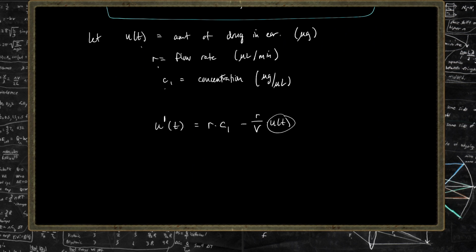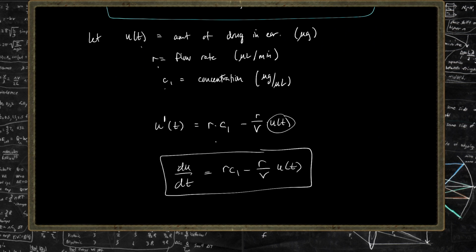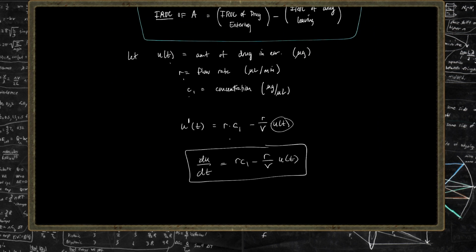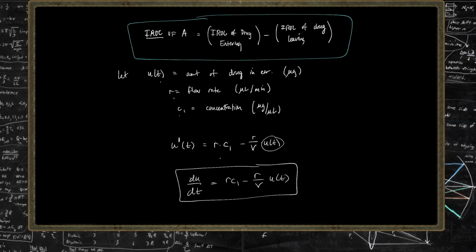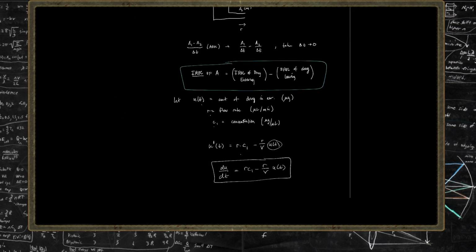So, this is the model we've got: rate in minus rate out. And what we have, if we maybe write it like this, is R C1 minus R over V U of t, another differential equation that models this situation, again, pretty reasonably. There's a lot of assumptions, there's a lot of simplifications, but in general, these are both pretty accurate to what's going on.